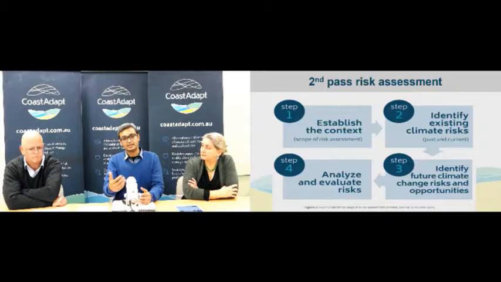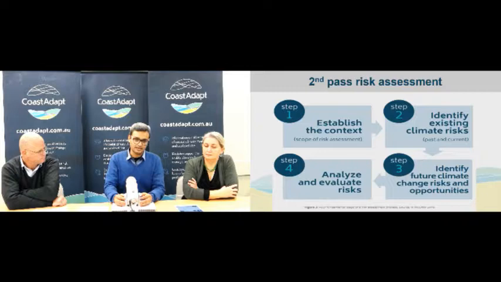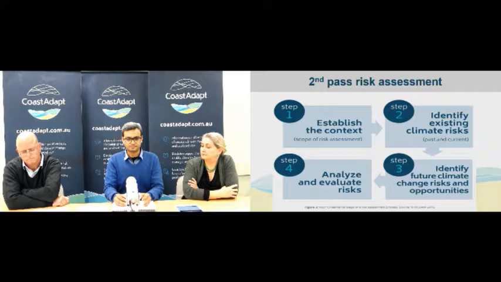As an example, in step one, where you're scoping this second-pass assessment, your scope has to be narrower. As an example, you might have found out that tourism and roads are the two sectors that might be at risk in future through your fast-pass assessment. Second-pass assessment should focus only on those two narrowed down sectors.